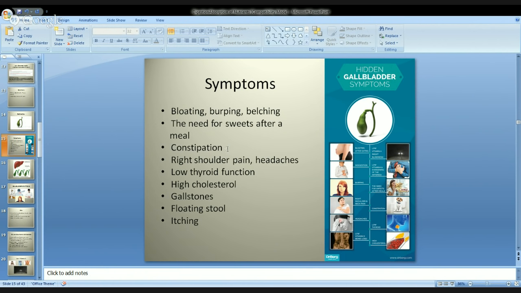See, the gallbladder is a sac that hangs underneath your liver and it stores bile. Bile is made by the liver and stored by the gallbladder. Then every time you eat, the gallbladder squeezes the bile into the small intestine to help you break down food, mainly fats. So it helps you extract nutrients from fats.